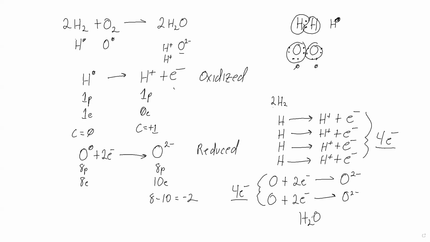So in a reduction oxidation reaction, you have to produce the same number of electrons through oxidation that are taken up by reduction. And that will be true for every oxidation reduction reaction, okay? So let's look at a little more complicated example, right?